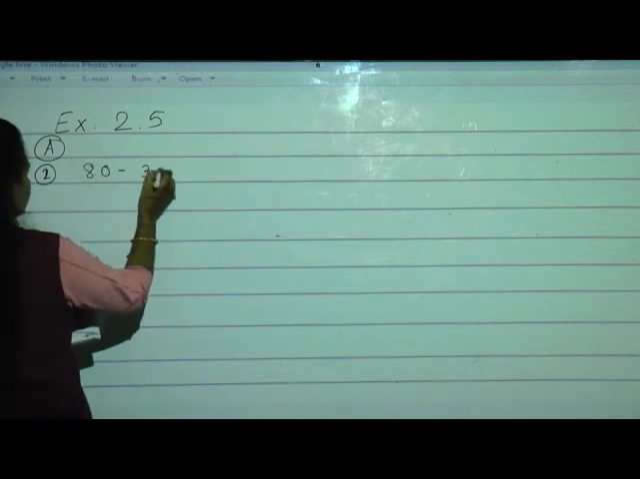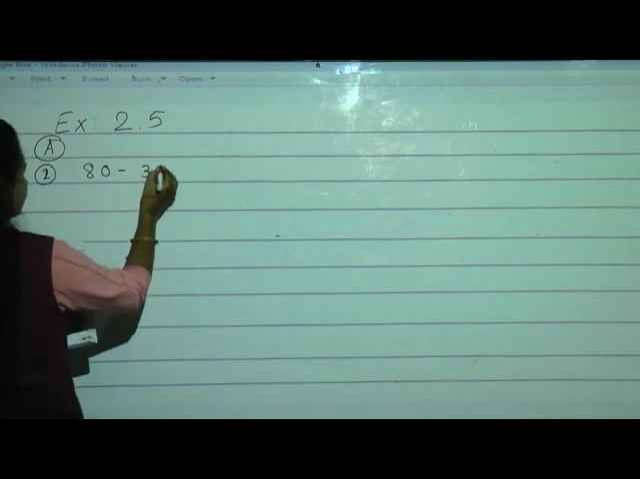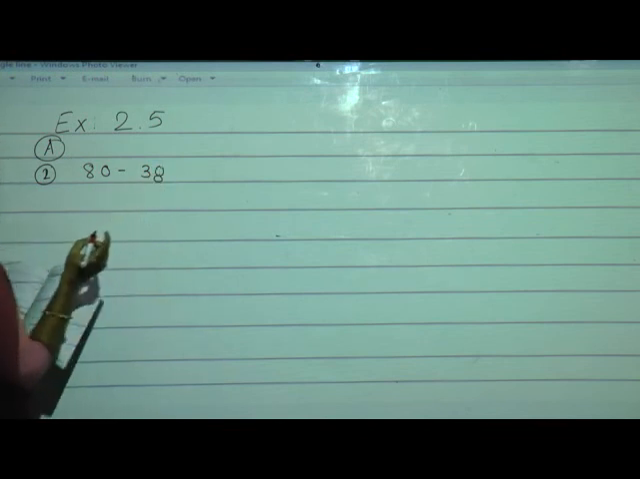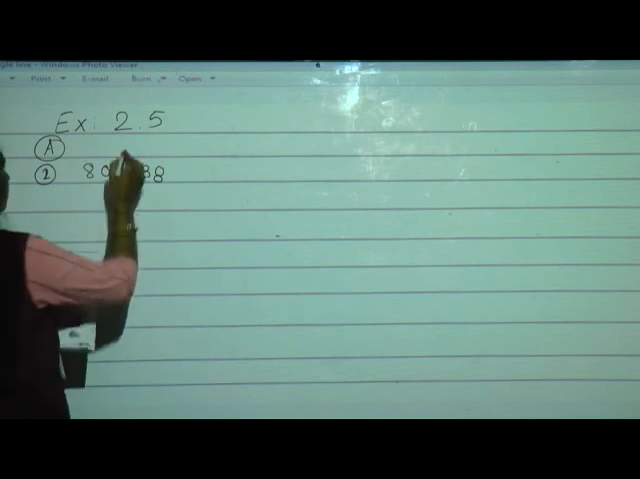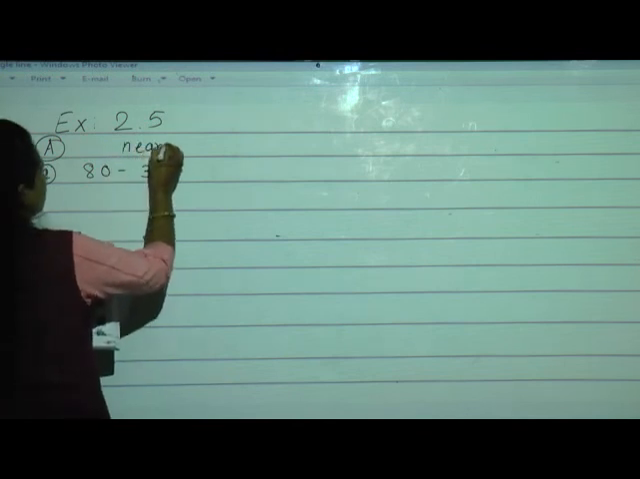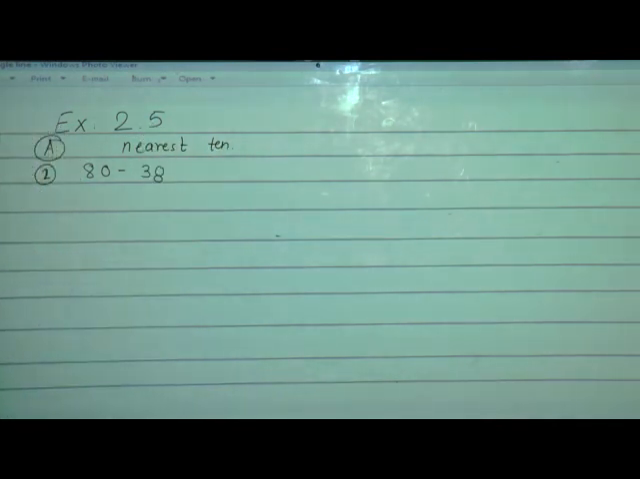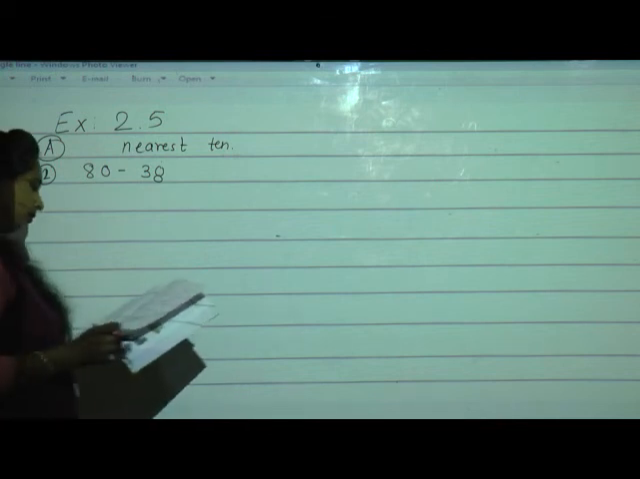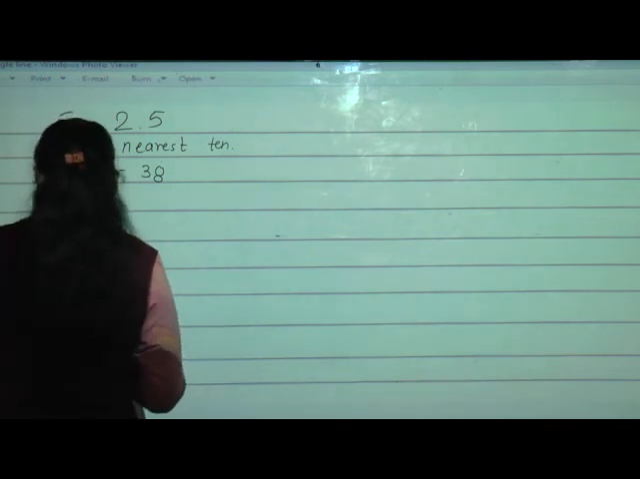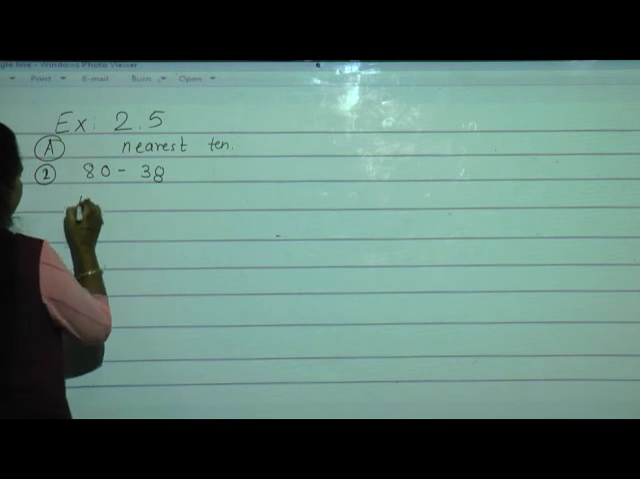80 minus 38 it is. Okay, so what is the question? Estimate each difference to the nearest tens. This is very important. Nearest tens. So what will we do first? Yes students, tell me what we will do. First we will do the estimate, isn't it?